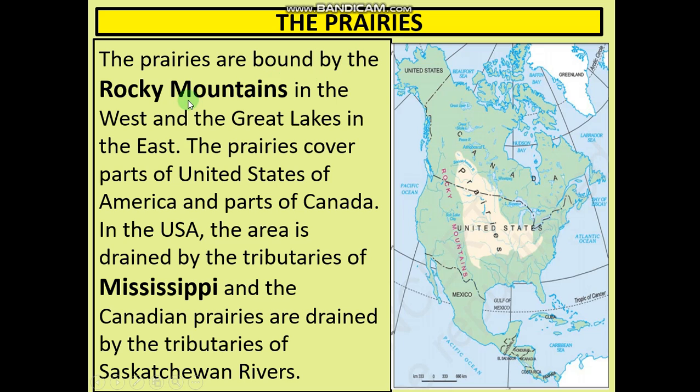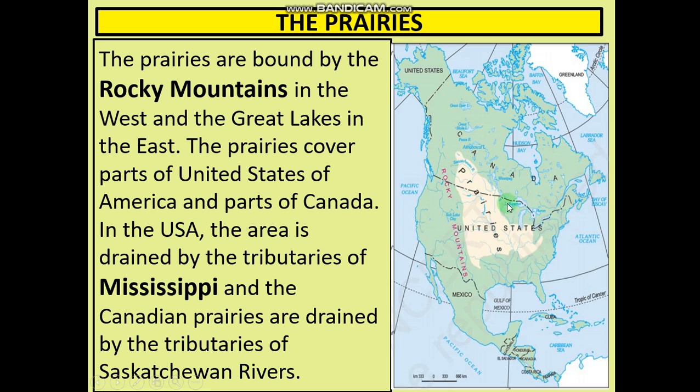The prairies are bound by the Rocky Mountain. As you can see, this map is of North America, and this slightly pink region is prairies. The extent of prairies, as you can see with the help of this map, starts from America to Canada. These are the three important countries of North America: Canada, USA, and Mexico. But these prairies don't extend up to Mexico. 75% of the prairies lies in United States, and only 25% of the prairies lies in Canada.